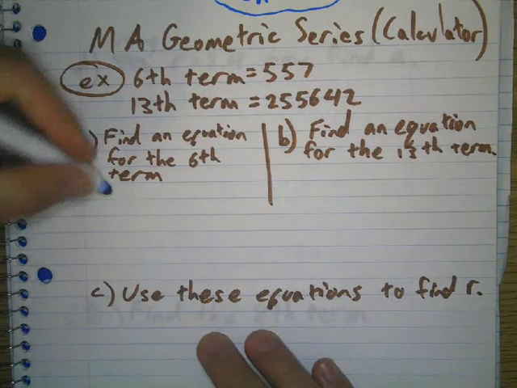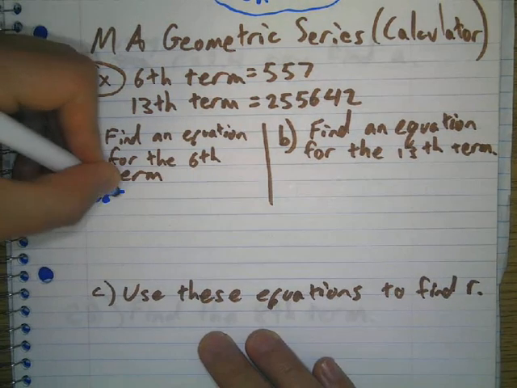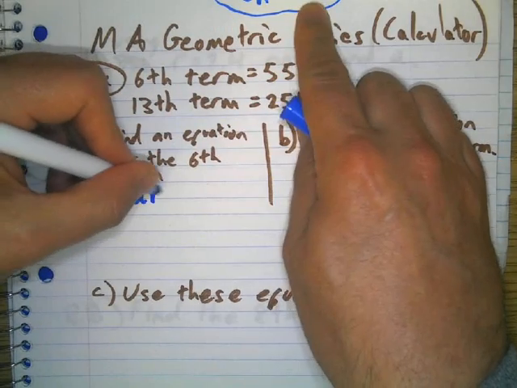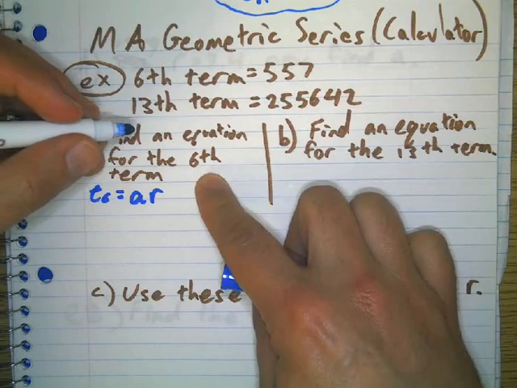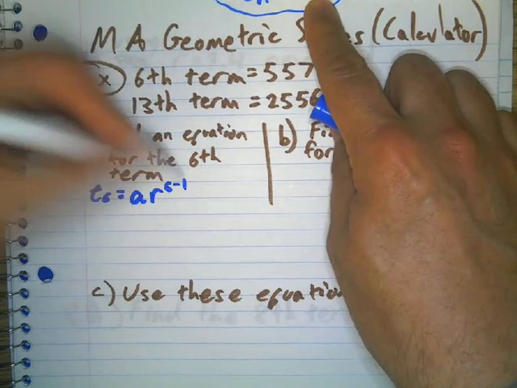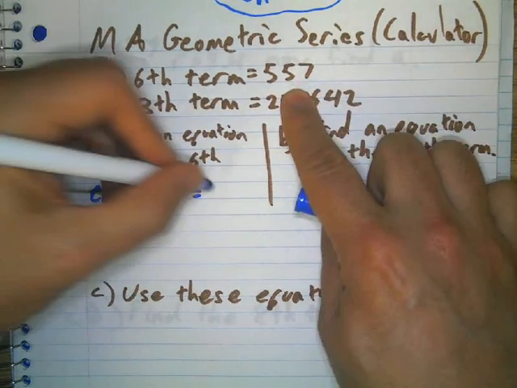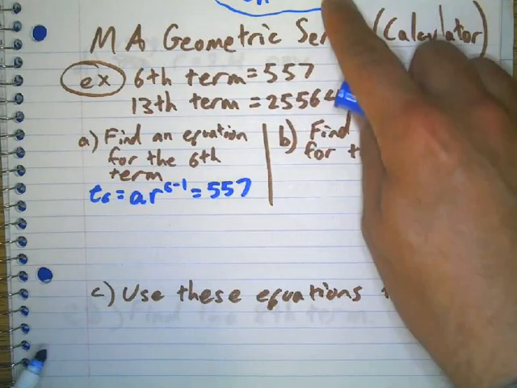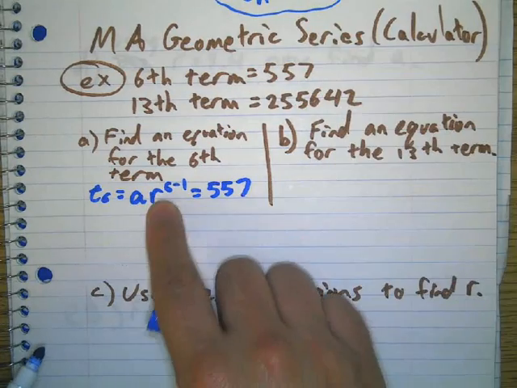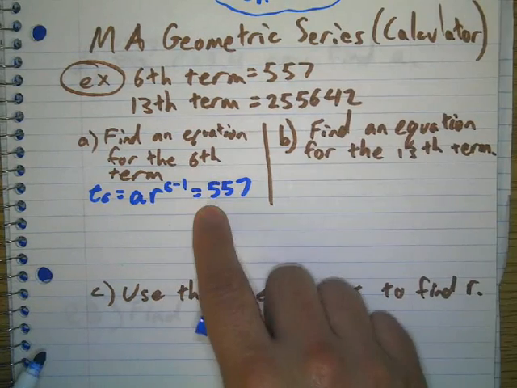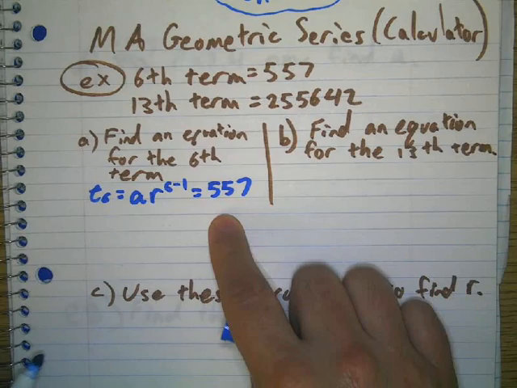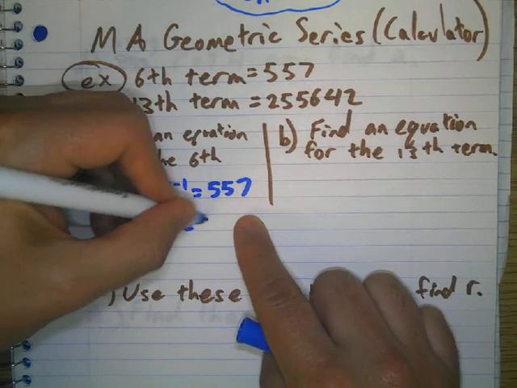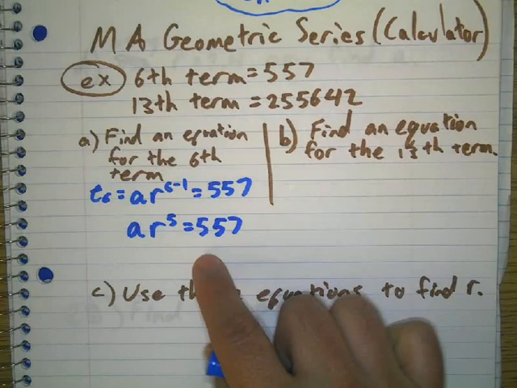Okay, so if you know the 6th term, using this formula, a times r to the n minus 1, and if it's a 6th term, then n is 6, right? So I got 6 minus 1, and we know that that's equal to 5, and the 6th term is 557. So we're going to plug in 6 for n, and we've got a times r to the 5th equals 557. We're going to use this in just a minute.